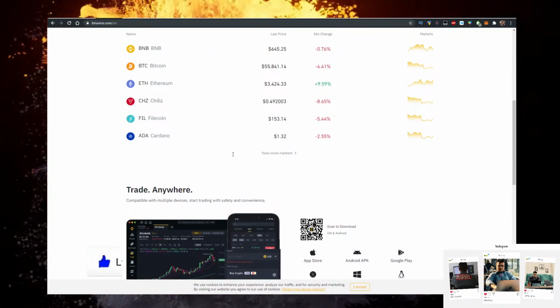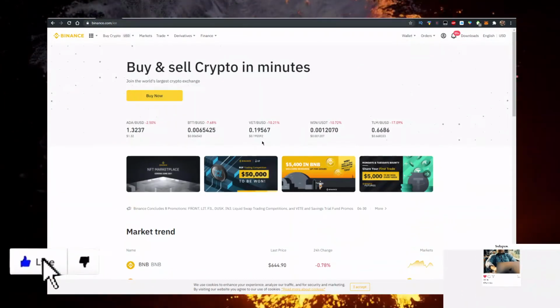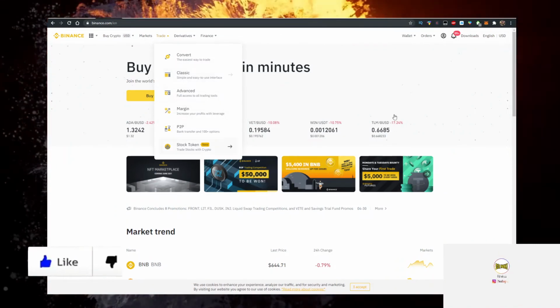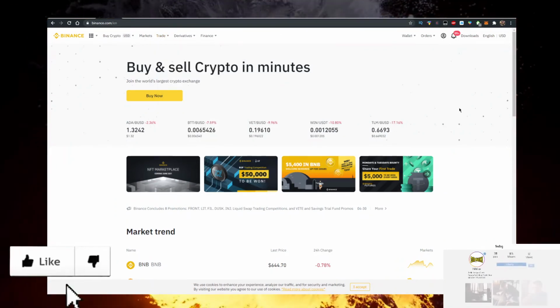You can look at the market. Also take advantage of the charts. I trade when I click on Trade Classic, type the OMG/USDT to trade OMG against Tether.